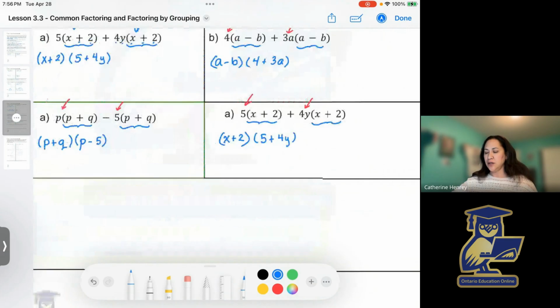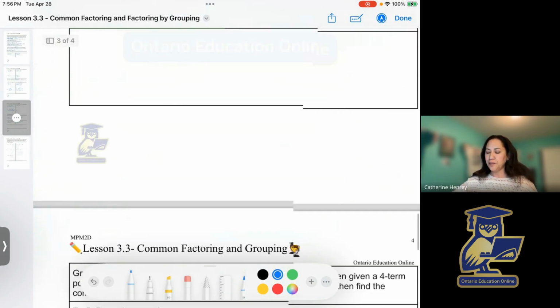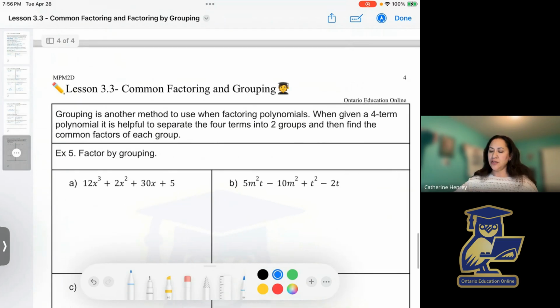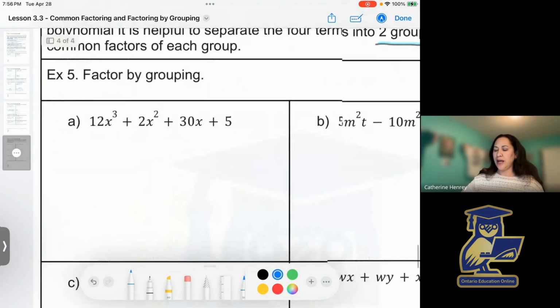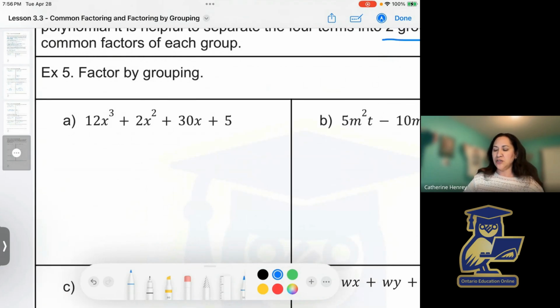The next thing we're going to do here is take a look at grouping. Grouping is another method to use when factoring polynomials. When you're given 4 terms, this is when you know you're going to be grouping. It's helpful to separate the terms into 2 groups and then find the common factor for each of the groups. So here's an example. For A, we have 12x cubed plus 2x squared plus 30x plus 5. So no common factors there. There's no x's that are common to all 4 terms, but we recognize that there's 4 terms, so we decide we're going to group these.